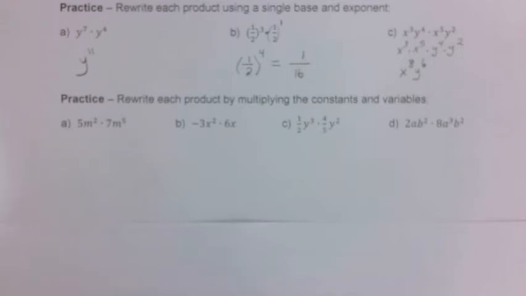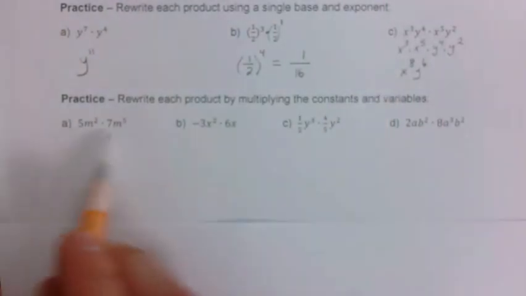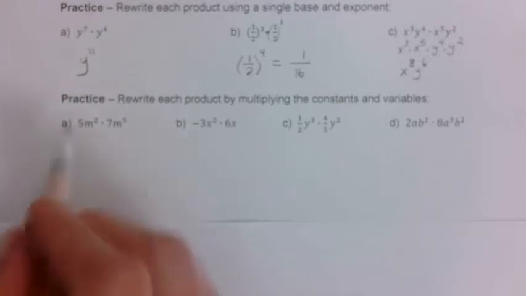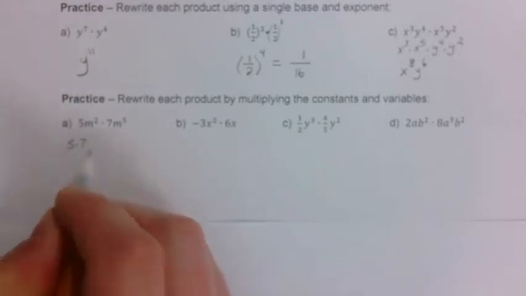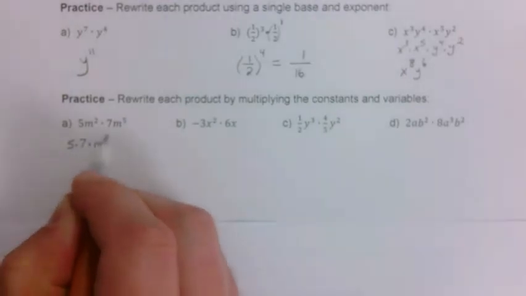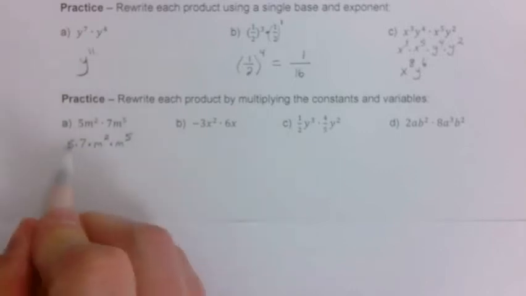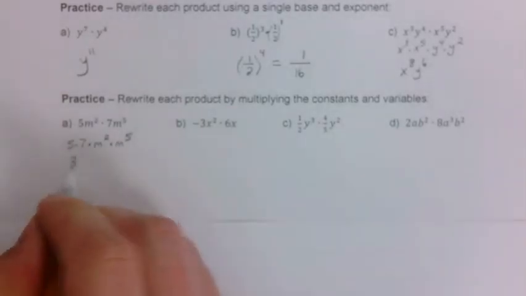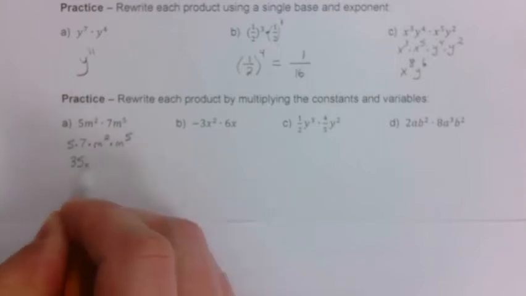Underneath, we're going to rewrite each product by multiplying the constants and the variables. So just like we did up here, remember that multiplication is commutative. 5m squared times 7m to the fifth. I can rearrange this so that my constants are together, 5 times 7, times my variables of m squared times m to the fifth. Well, 7 times 5, I know that's going to give me 35. And m squared times m to the fifth, it's the same base m. 2 plus 5 is 7.